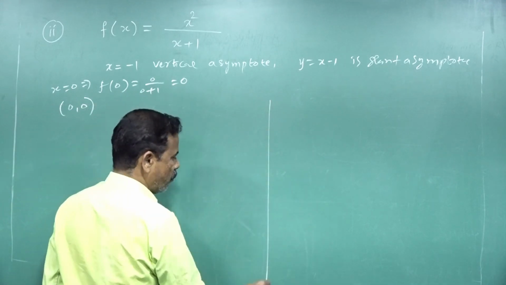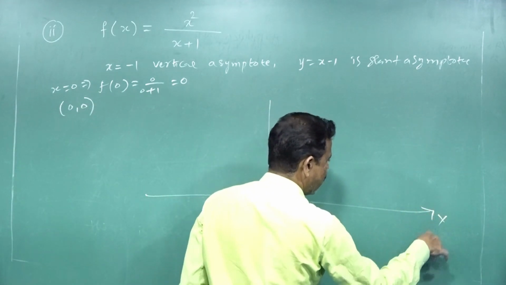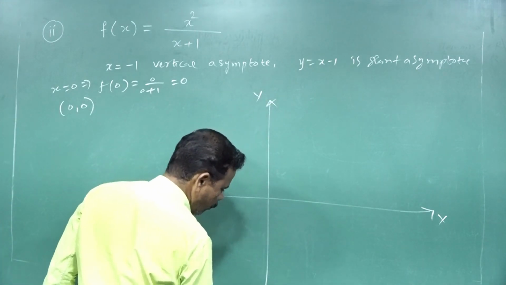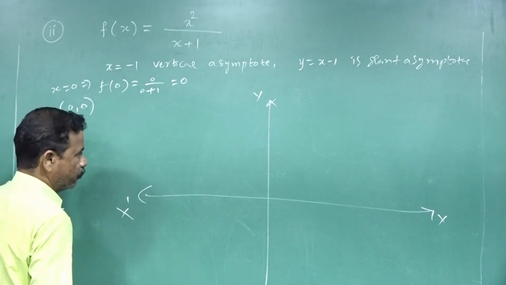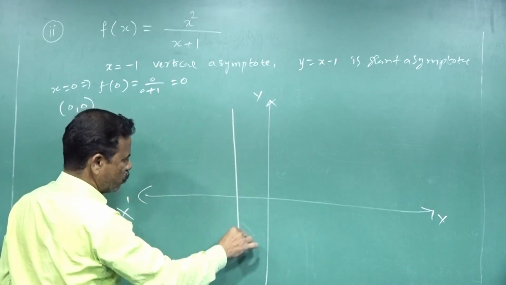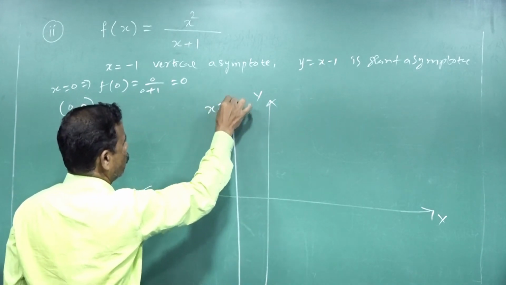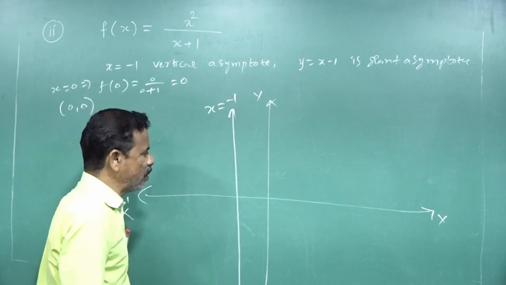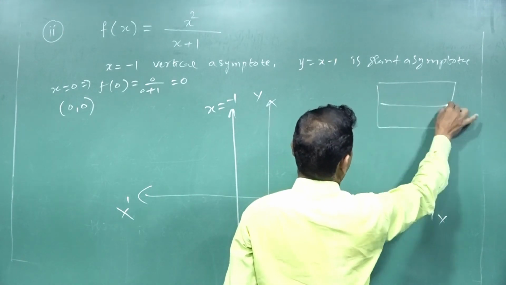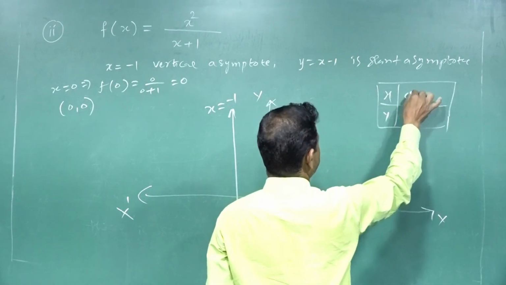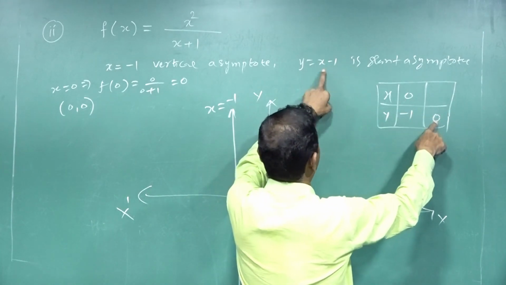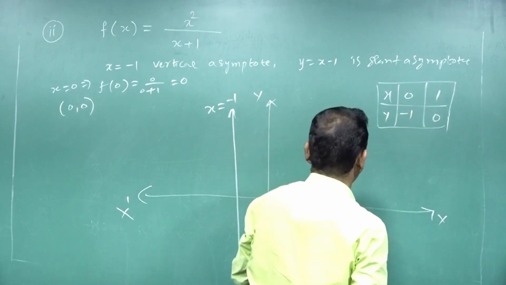So take the x-axis and y-axis. This is the x-axis, this is the y-axis, negative x-axis, negative y-axis. Now suppose x is equal to minus 1 here. And y is equal to x minus 1. What about y is equal to x minus 1? Suppose this is x, y. If x is 0, then y is equal to minus 1. If y is 0, x is equal to 1.